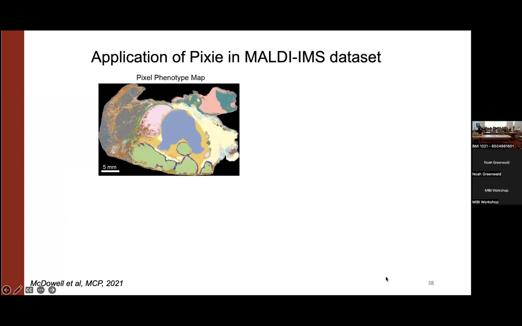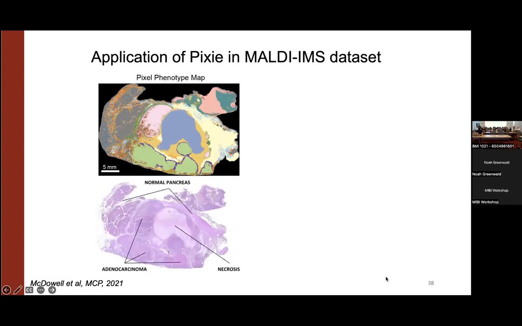So we applied Pixie in this publicly available adenocarcinoma data set, and these are the pixel clusters that resulted from it. What's pretty cool is that if you compare this with the H&E that was in the original publication, we can see that the pixel clusters nicely lined up with the histological features that they identified in the original publication.